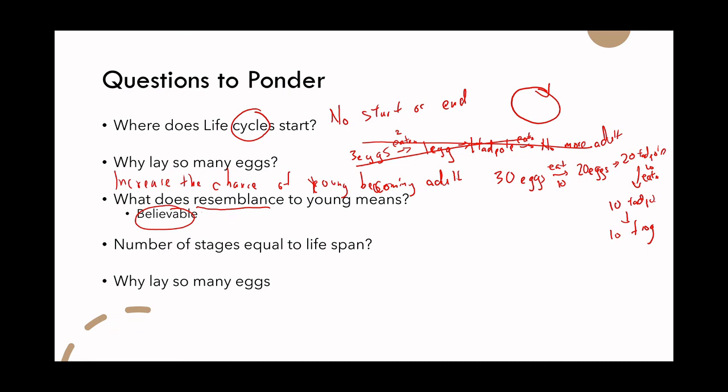Okay, number of stages equal to lifespan. Not true. More stages doesn't mean they can live longer. For example, human beings, mammals. We can live up to 100 years old, but we only have 3 stages. But insects, some of them have 4 stages, more stages than us, but their lifespan, the time they spend alive, can be as short as a few days. So how many stages doesn't tell you how long the living things live. It has no relation.